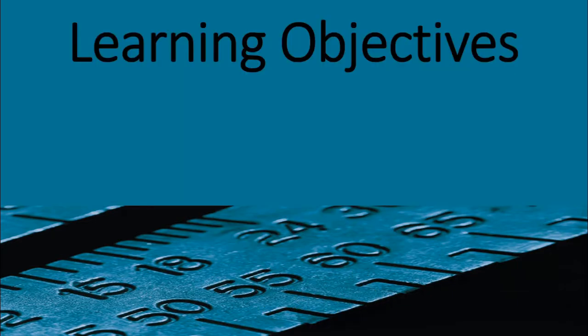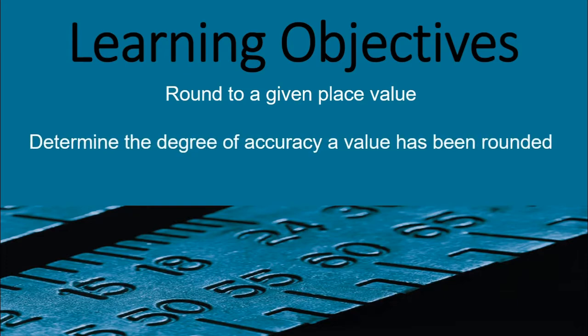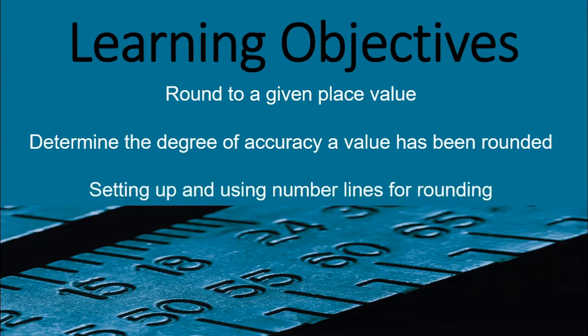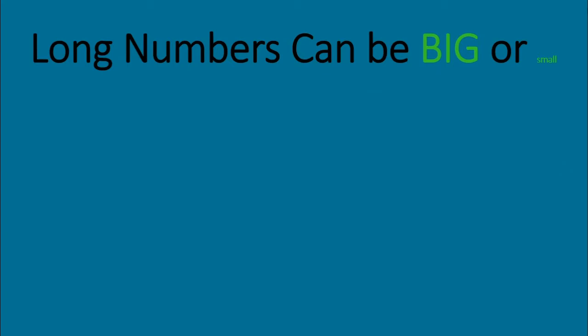Let's get started. First of all, what are we going to learn today? We are going to learn about rounding to given place values, which is why knowing your place value names is important, and determining the degree of accuracy to which a value may have already been rounded, as well as setting up number lines for rounding.